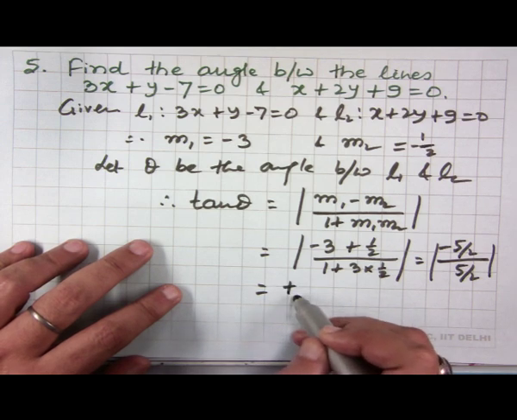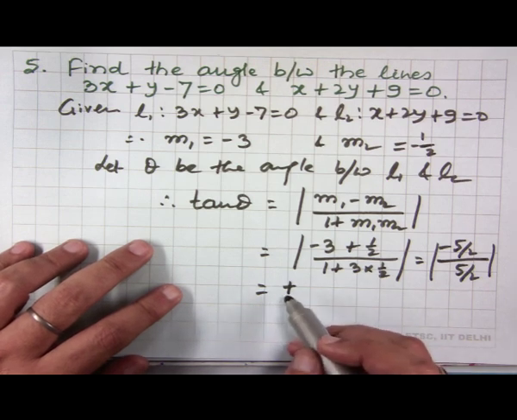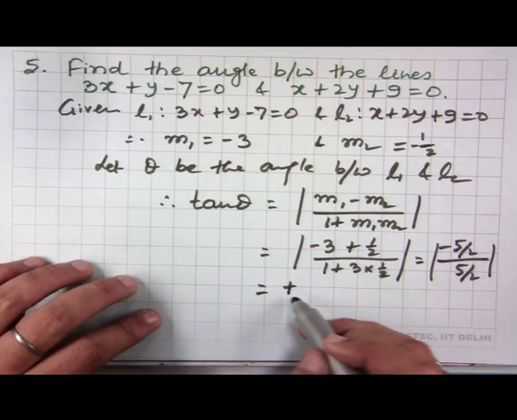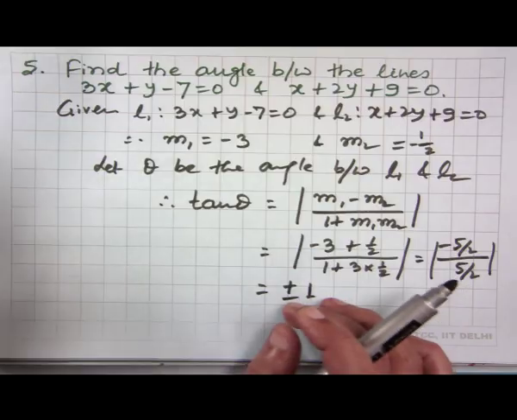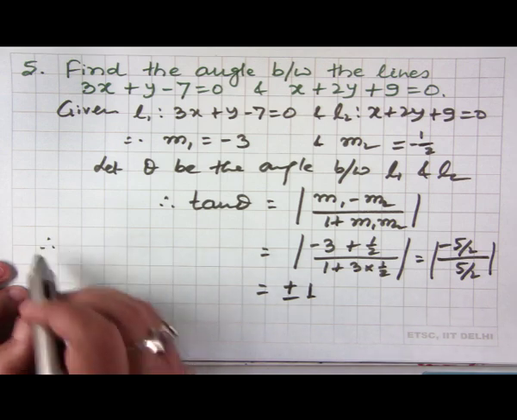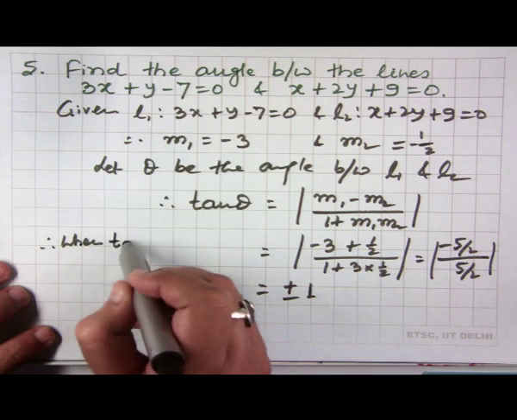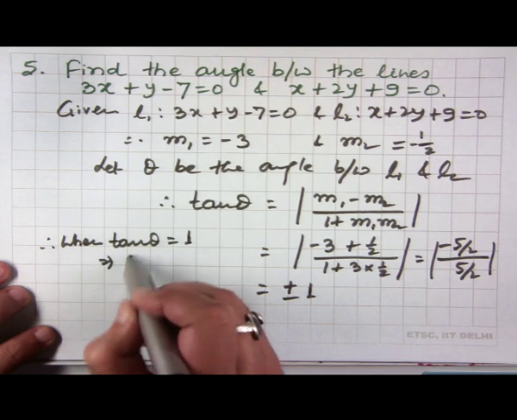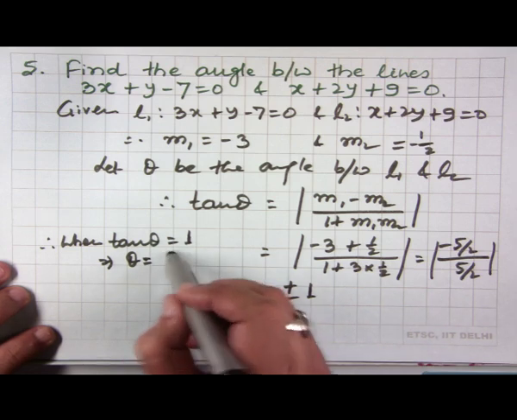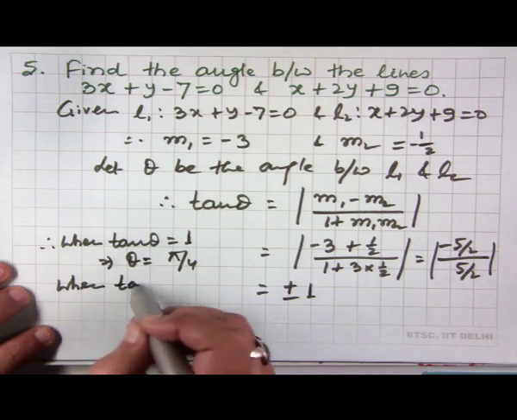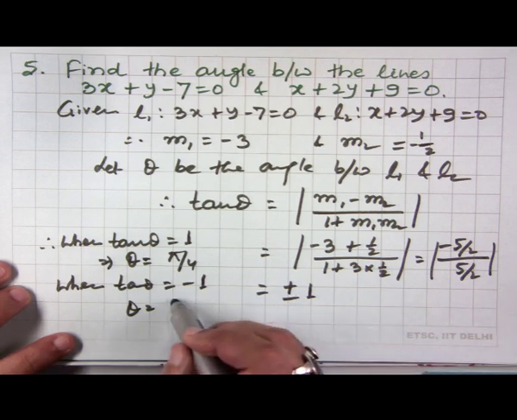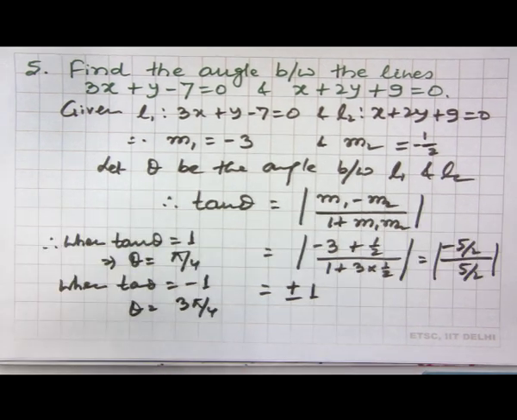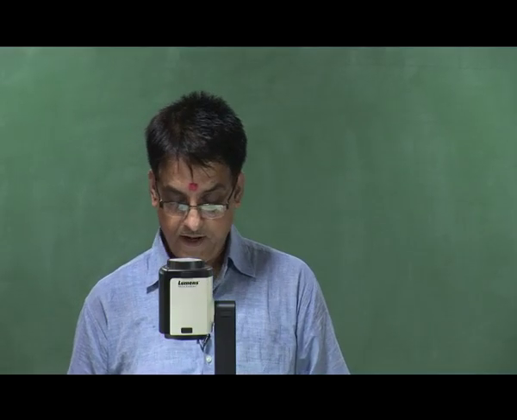So tan theta equals plus minus 1. When you open the mod, we will get plus minus 1. So the plus sign will give the acute angle and the minus sign will give the obtuse angle. The angle between, so when tan theta equal to 1, this implies theta equal to pi by 4, and when tan theta equal to minus 1, then theta equal to 3 pi by 4. So we find the value of the acute angle, and we can give the value of the obtuse angle also. So in this way we can find the angle between two lines.